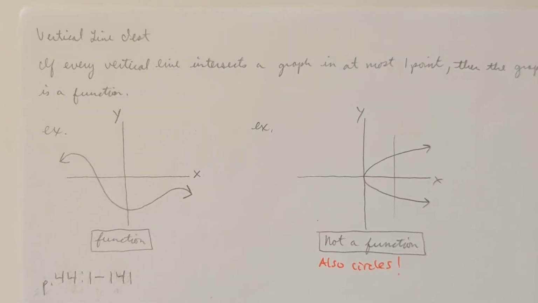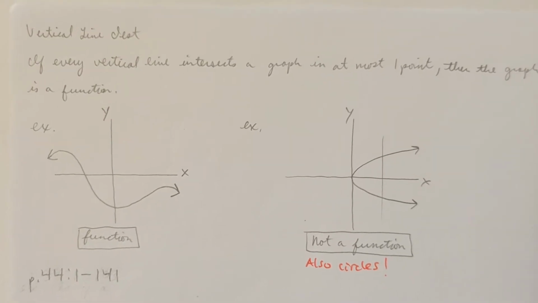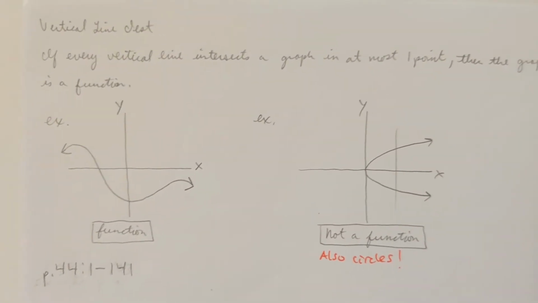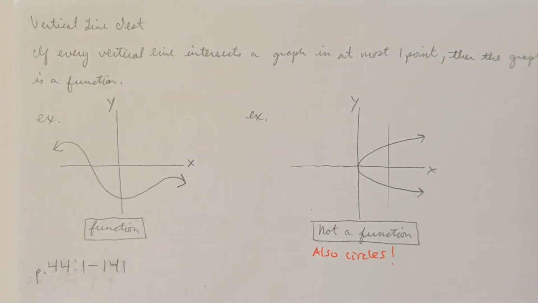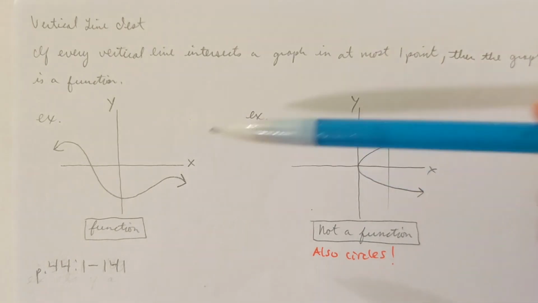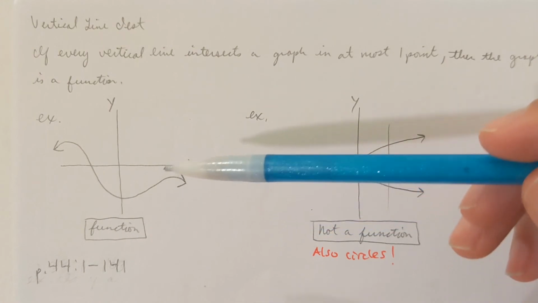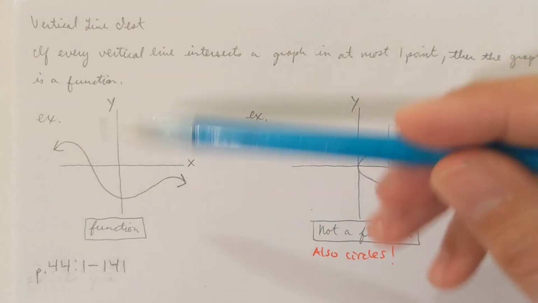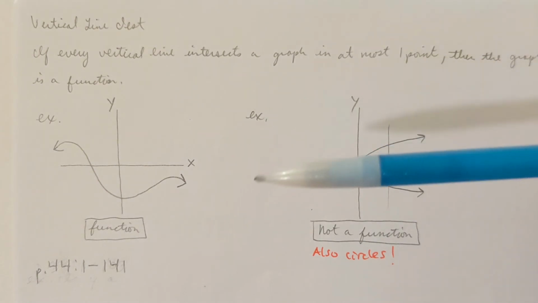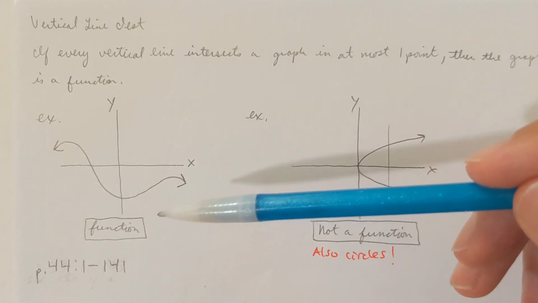Probably something you've heard before, the vertical line test. If a vertical line intersects a graph in at most one point, then the graph is a function. So here's a graph of some curve that would be a function. Notice how anywhere I draw a vertical line, it would intersect the graph in at most one point, anywhere, and so therefore this graph would be a function.